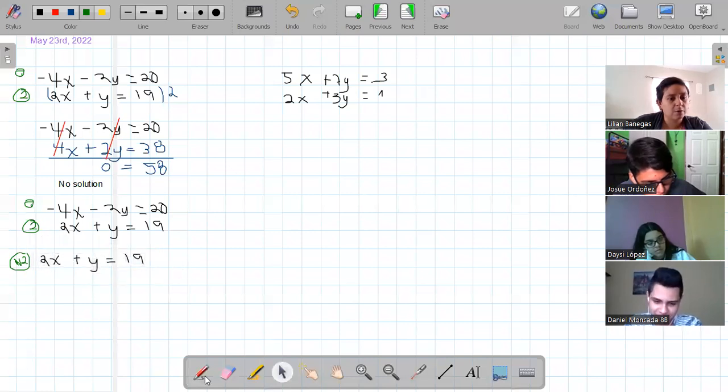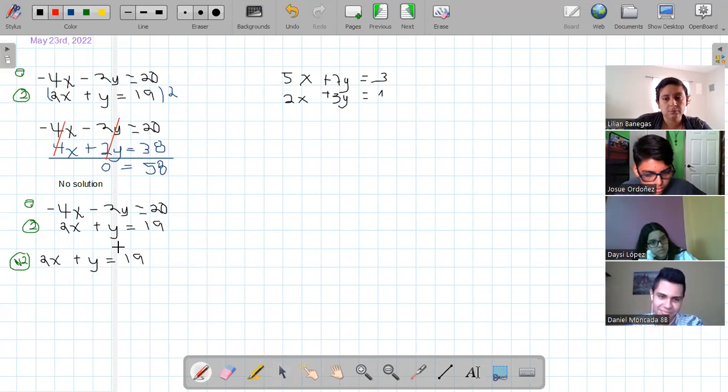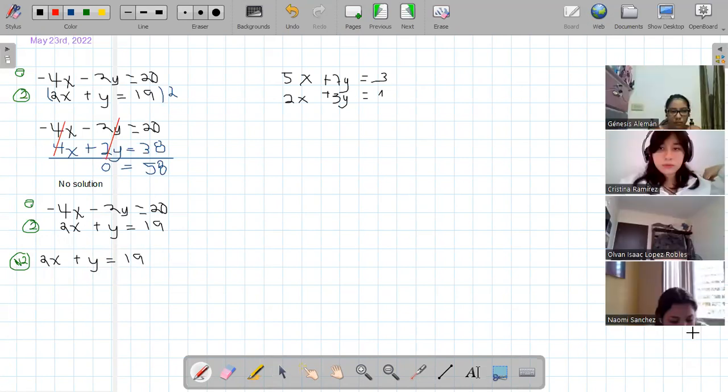I'm going to copy my equation two, and I'm going to leave what variable completely alone? The 2x, or is the 2x the one that I'm moving? Which variable should I leave alone, the x or the y? Which one is easier? The y. So the 2x is the one that should be moved to the right with an inverse operation. If it's positive, it goes negative. So I'm going to have y is equal to 19 minus 2x.